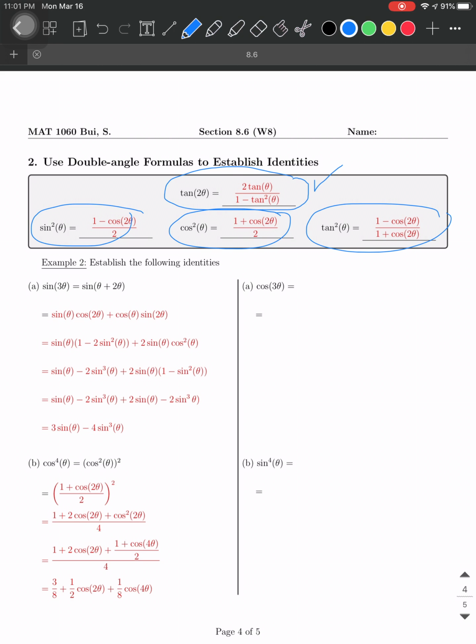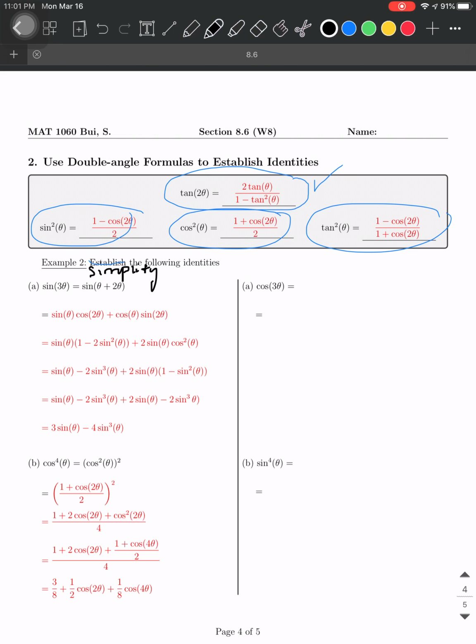Let's talk about a quick example in here. I made a typo. It should be "simplify the following identities," not "establish." So if you can help me change it to simplify, that would be great.